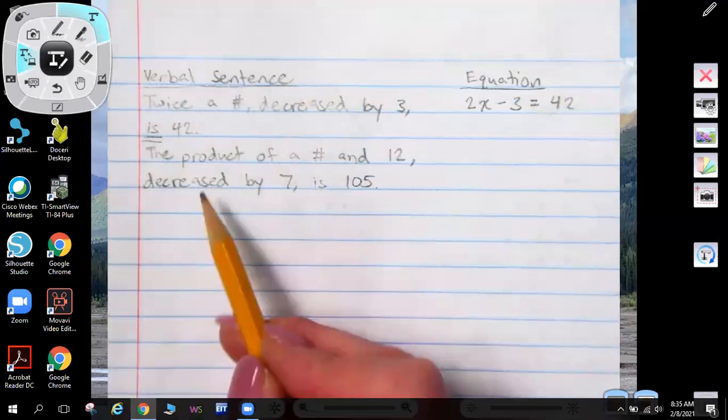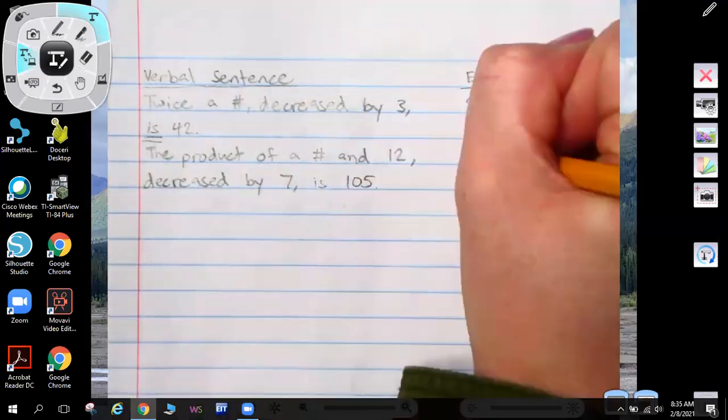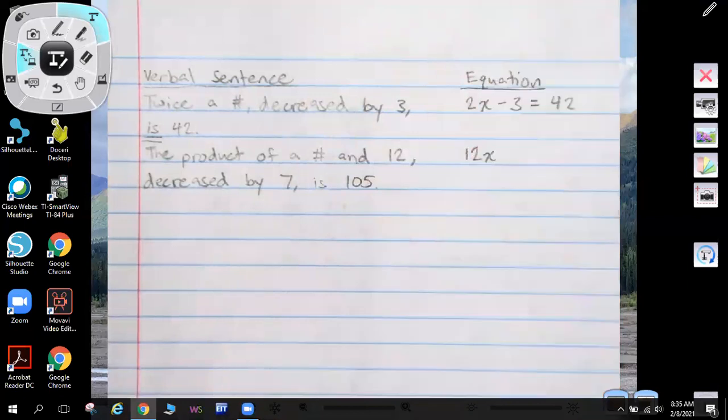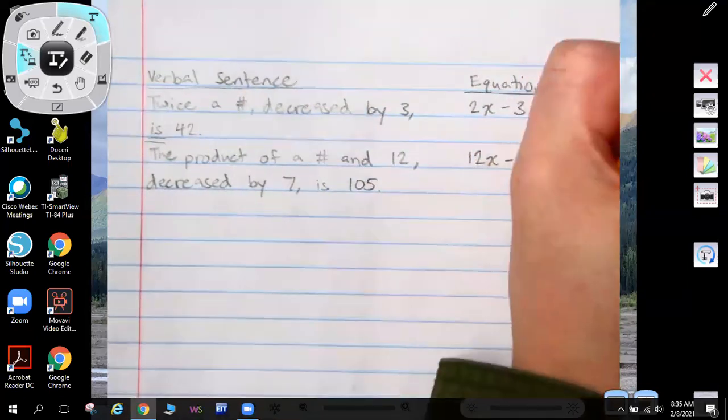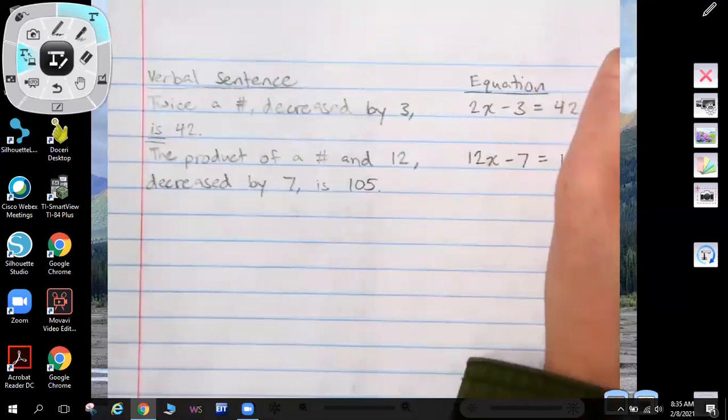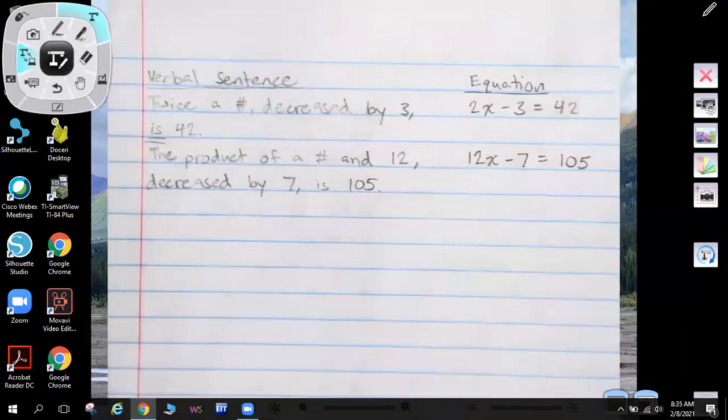So the product of a number and 12, that would be 12x, decreased by 7, so minus 7, is 105. So equals 105.